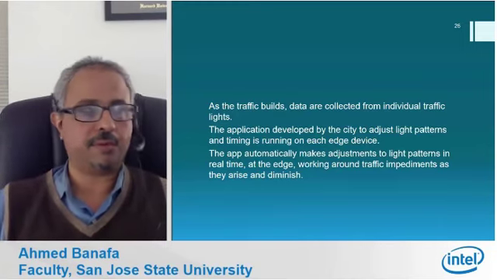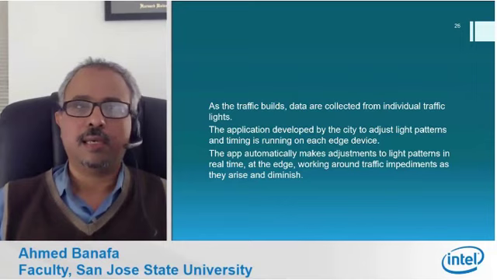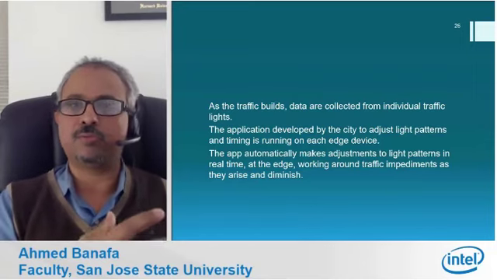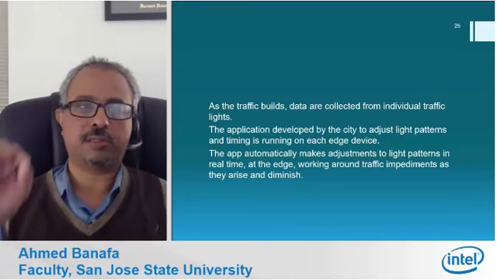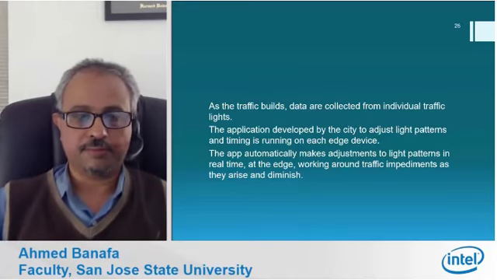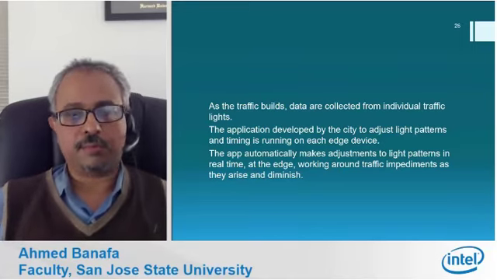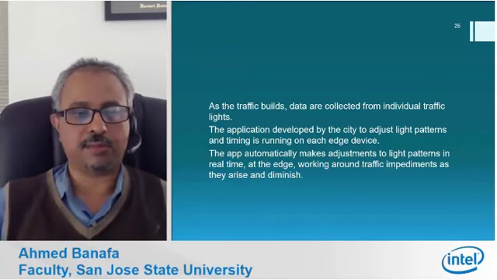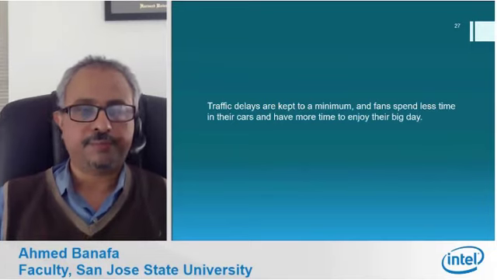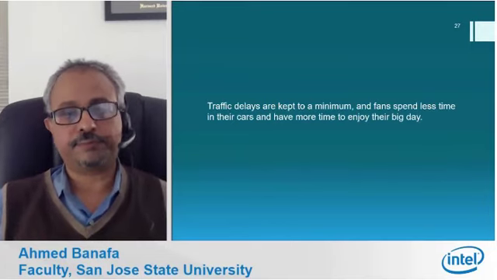So if you have 1 minute here, 1 minute here, 2 minutes here, 3 minutes here, it's going to make it much easier for the traffic to go smoothly, especially at times where you need every single intersection, every single light to be smart. So the app automatically makes adjustments to the light pattern and timing at the edge, working around the traffic information as it arises and diminishes. The traffic delays are kept to a minimum.